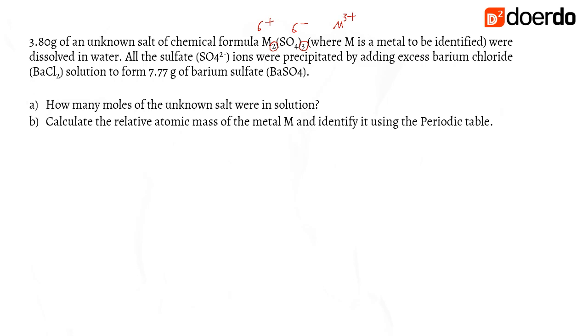So there's some minor information you need to pick up when examining the question. To continue, all the sulfate ions were precipitated by adding excess barium chloride, since barium sulfate is insoluble, and it forms 7.77 grams of barium sulfate. How many moles of the unknown salt were in the solution?